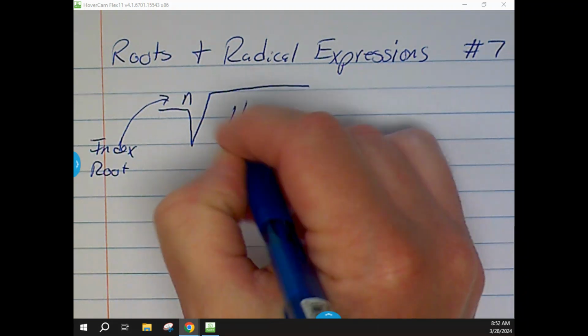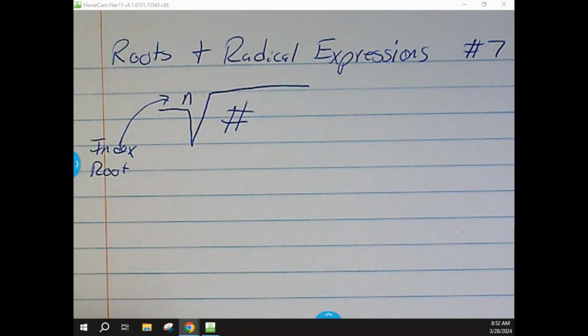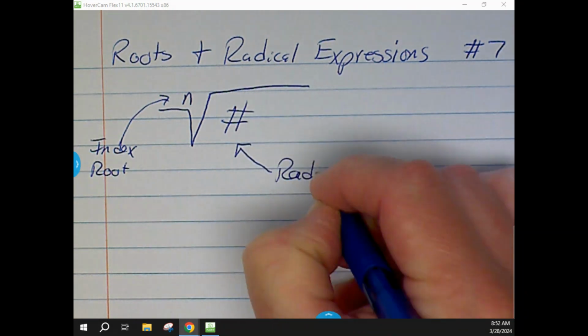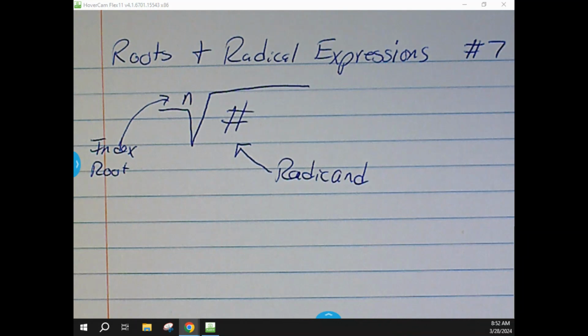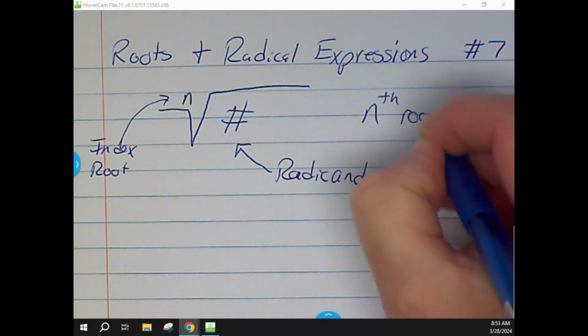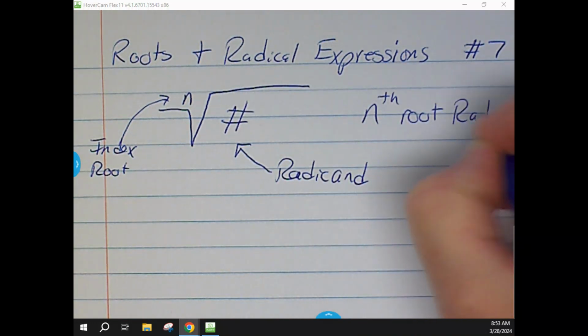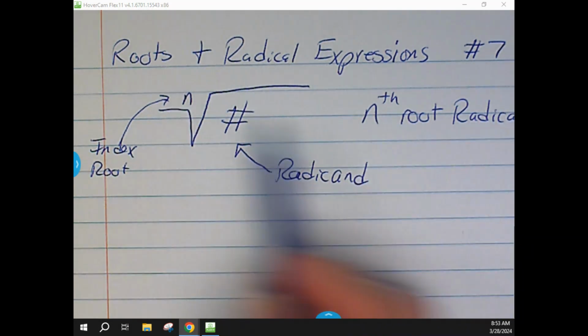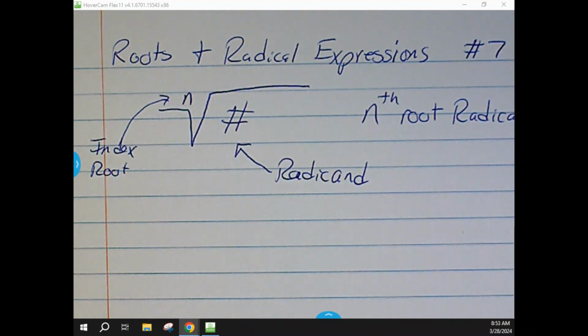There's going to be some expression, some number, some variables on the inside. Anything on the inside is called the radicand. And the radical, of course, is just the whole expression that's there. If they talk about this expression in general, whatever this index root is, they call that an nth root radical. So if that's a 4, that's a 4th root radical. If it's a 5, that's a 5th root radical. 10th root, whatever the number happens to be.